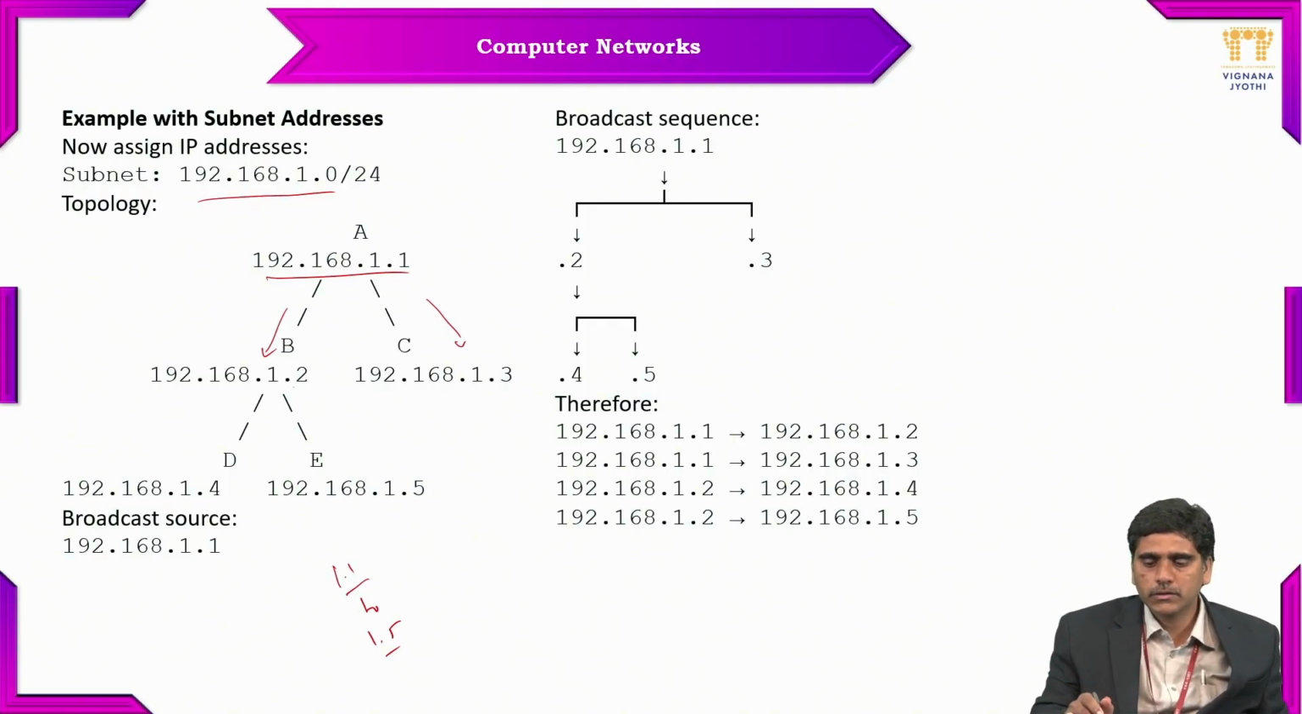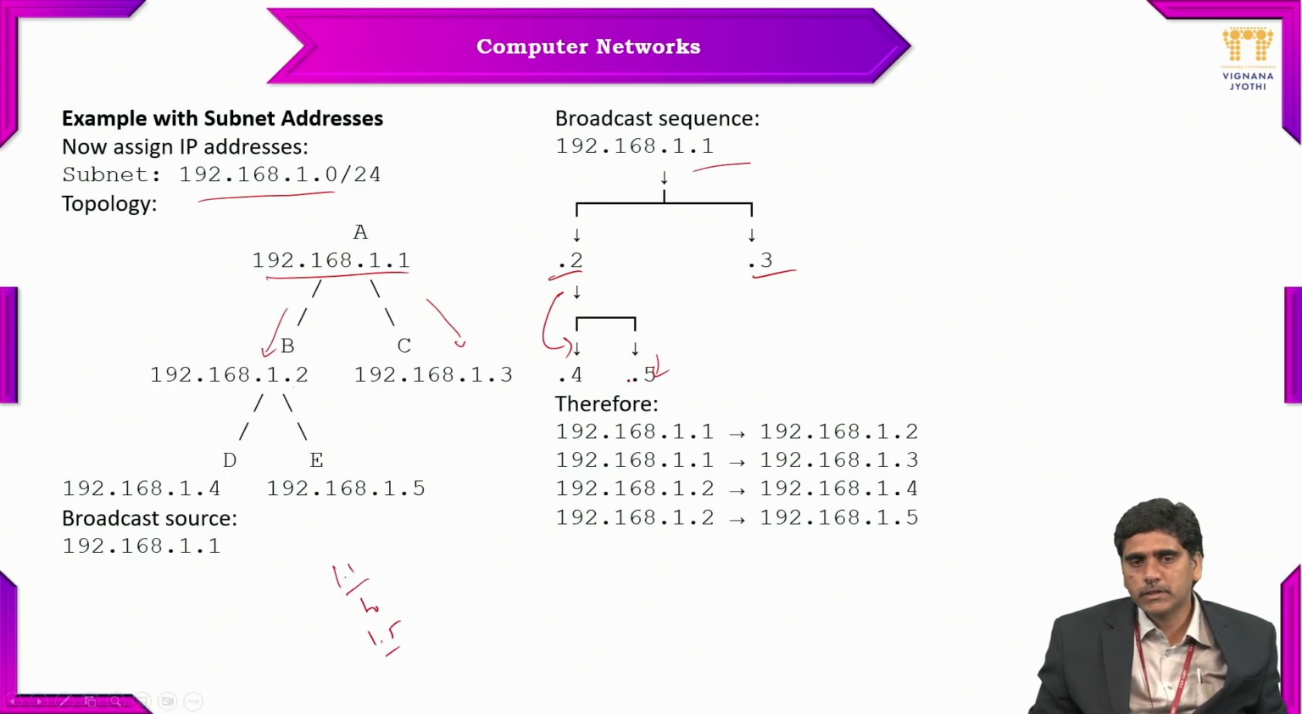The broadcast sequence is like this: 1.1 to 1.2 and 1.3. From 1.2, the nodes 1.4 and 1.5 are the visiting nodes. So for 5 nodes, the visits are like this: 1.1 to 1.2 is visited, 1.1 to 1.3 is visited, the next 1.2 to 1.4 is visited, and 1.2 to 1.5 is also visited.